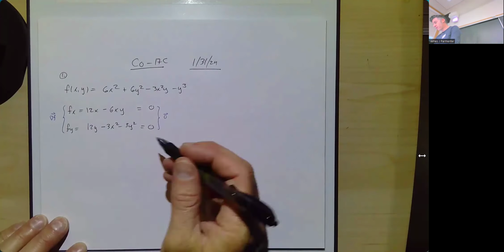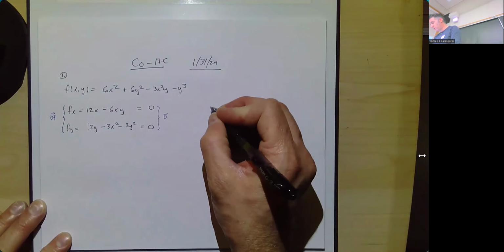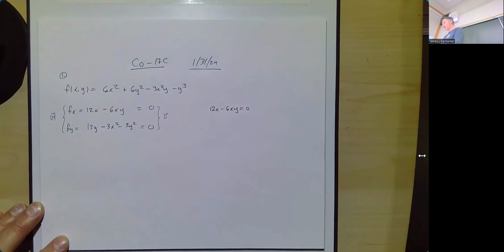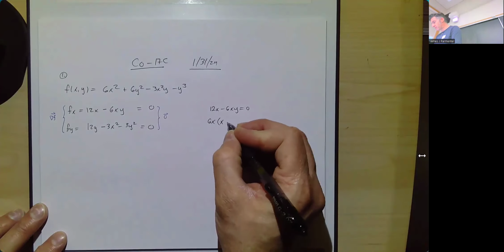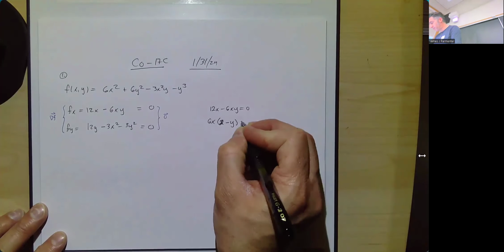So, which of these looks like it's easier to deal with? The first equation or the second equation? I would agree. I think the first equation is easier. I don't have any squares in the first equation. It looks simpler. So let's try dealing with the first equation. So I set 12x minus 6xy equal to 0. I can factor out a 6x. I'm left with, sorry, not an x, I'm left with a 2 minus y.